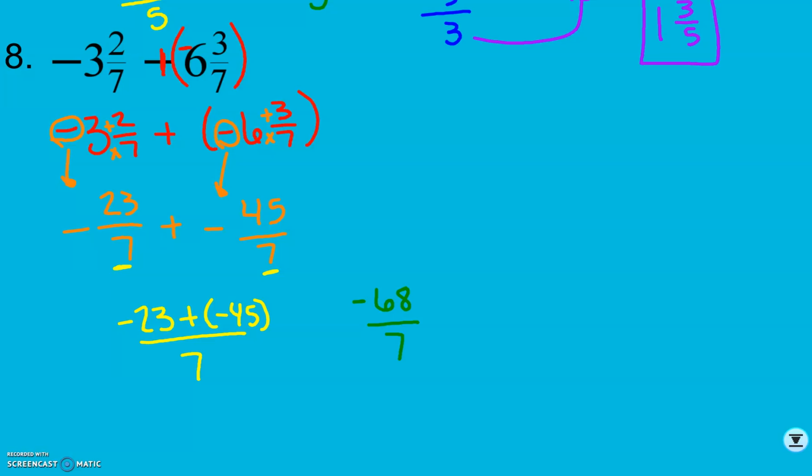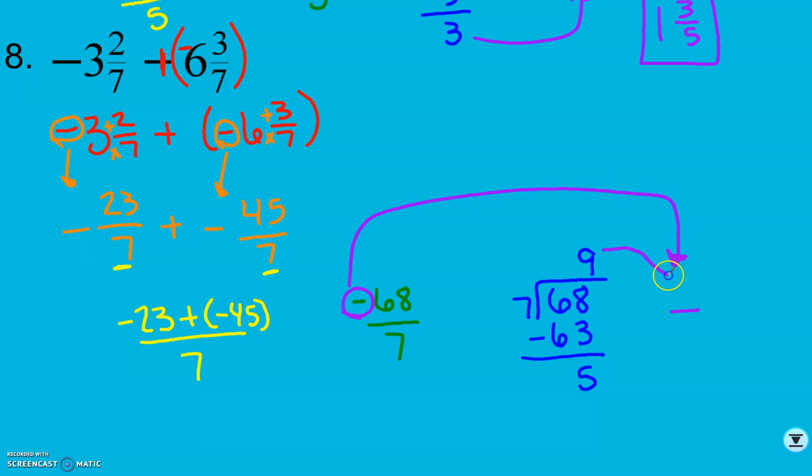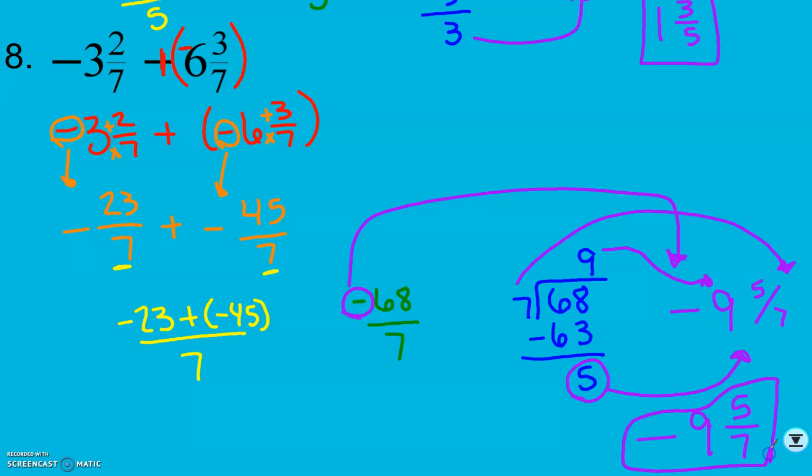Because 68 is greater than 7, we divide. So 68 divided by 7. 7 goes into 68 9 times, which is 63. Subtract, and we get 5 as our remainder. So we get negative 9 and 5 over 7. So negative 9 and 5/7 is our answer here.